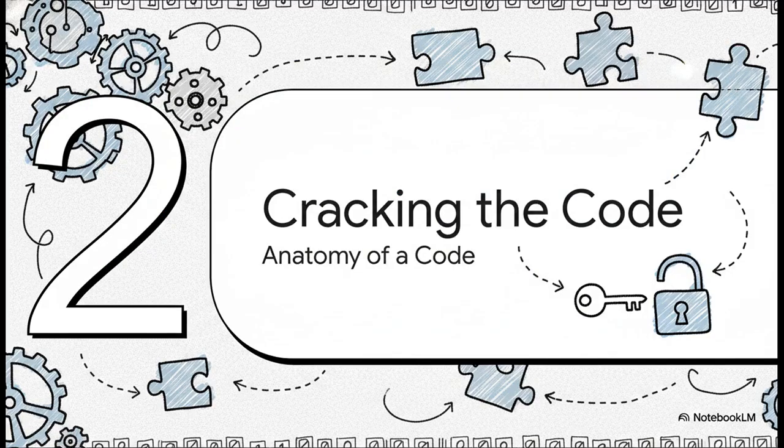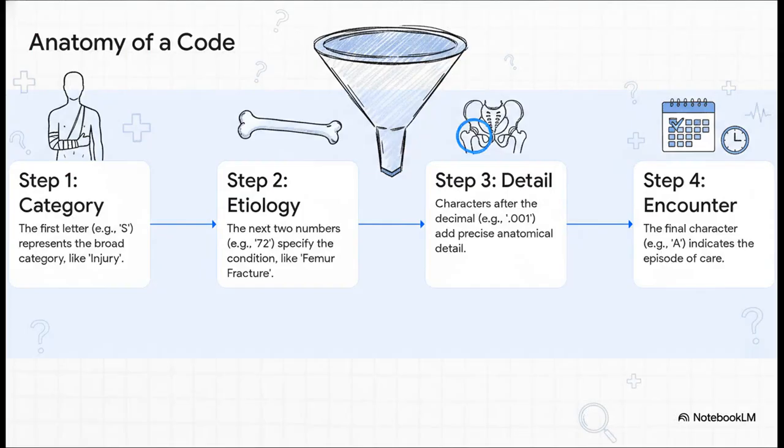So, a system with over 70,000 codes. How on earth does that even work? It sounds ridiculously complicated, but there's actually a really clear, logical structure to it. So let's crack it open. Okay, let's go back to our code, S72.001A. The first letter, S, that puts us in the big bucket of injuries. The next 2 numbers, 72, they narrow it down to fractures of the femur.